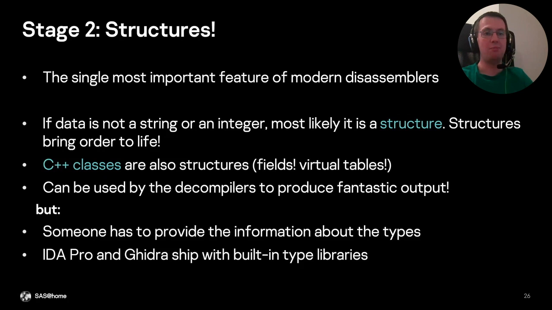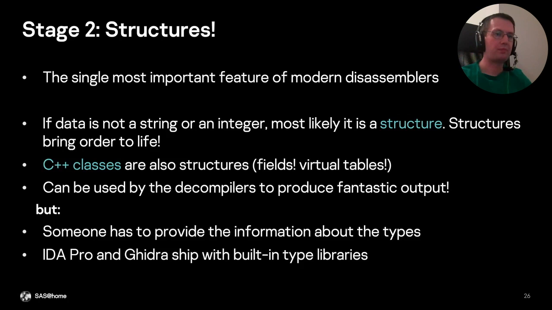And if you apply this information about the structures and use it in a decompiler, you can get really fantastic output. It can be very nice and readable and sometimes even better than the original code. Okay, so how do we apply this structure information? Your tool needs to know about the structure itself and about the layout, about the fields, to be able to use this structure. Well, the good news is that both IDA Pro and Ghidra have built-in type libraries that are shipped with the products, and they contain information about the most popular structures.